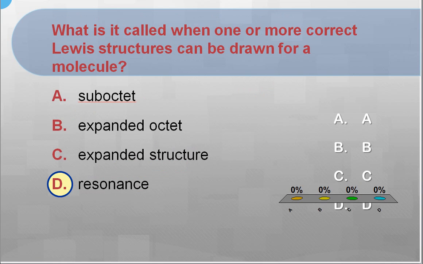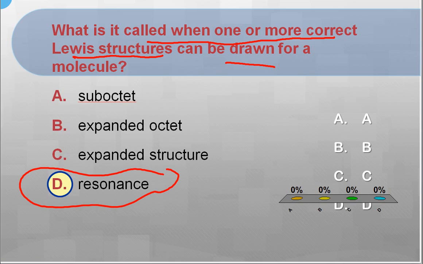You might have questions like this. If more than one correct Lewis structure can be drawn for one molecule, we call this resonance. Practice here how to draw some resonance forms.